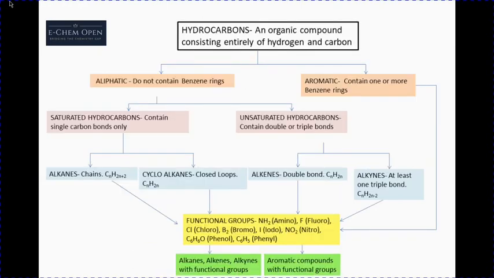We also have functional groups, which are additional groups or a single atom which can be attached to a hydrocarbon chain that changes the nature, composition, and properties of the hydrocarbon. Some examples of these functional groups are amino, fluoro, chloro, bromo, iodo, nitro, phenol, and phenyl.